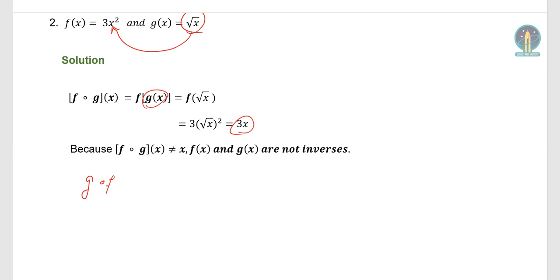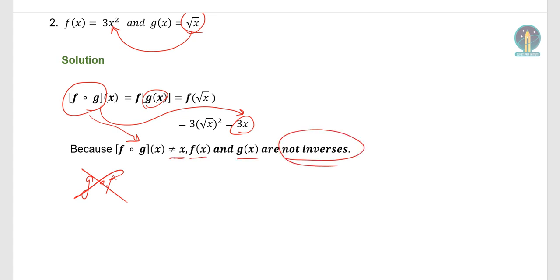So we don't even need to find g of f now, right? Why is that? Well, because f of g ended up giving us 3x, not x. So we don't even need to find g of f, right? We could just say directly that because f of g is not equal to x, then f of x and g of x are not inverses of each other. Okay?